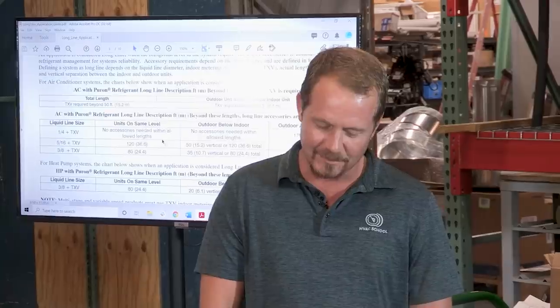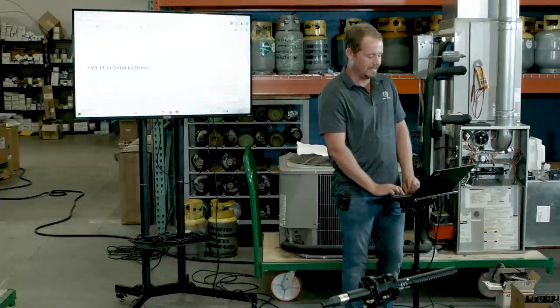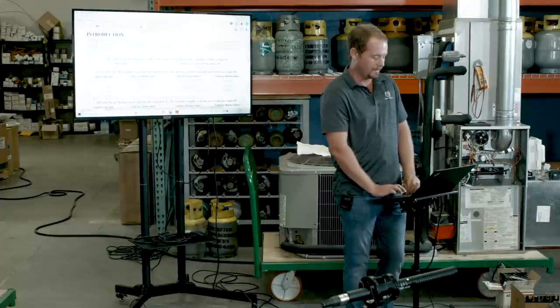All right. So let's talk about what constitutes a long line. Now, this is specific to a particular model. This is the Carrier Universal Long Line Guide. Let's just go up real quick and show you what this guide is. Residential Piping and Long Line Guidelines. So it's pretty much for all of their ACs, heat pumps, all that. We're going to go over the specific guide for the condenser that we have here, but this is pretty much universal. AC with pure refrigerant long line description. Beyond these lengths, a TXV is required. So that's the start. Total length, TXV required beyond 50 foot.